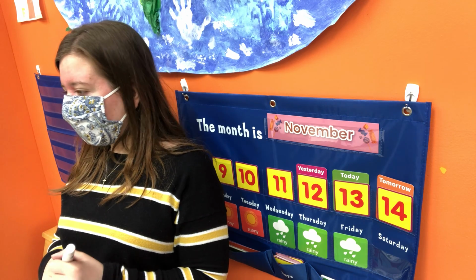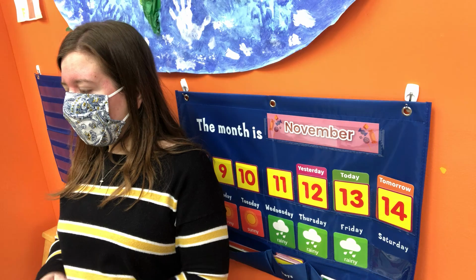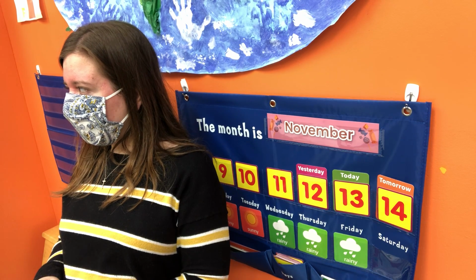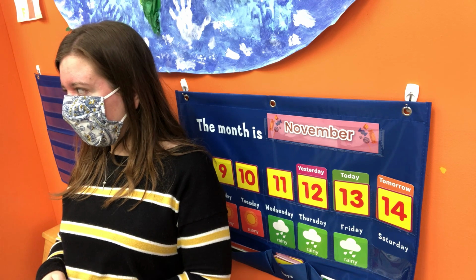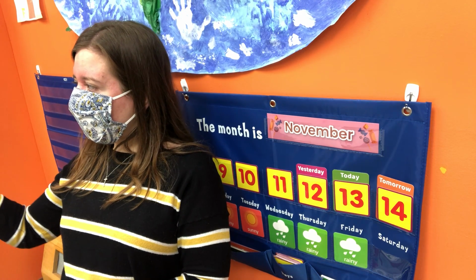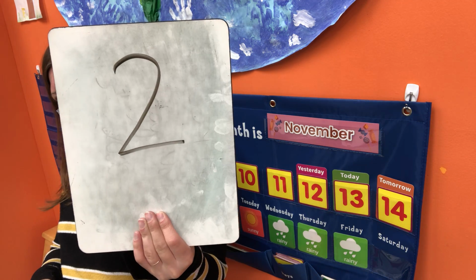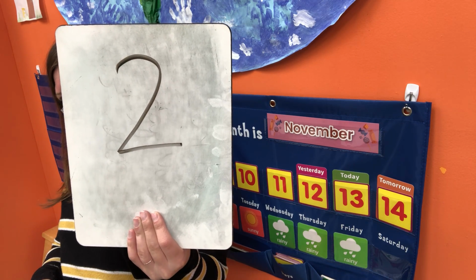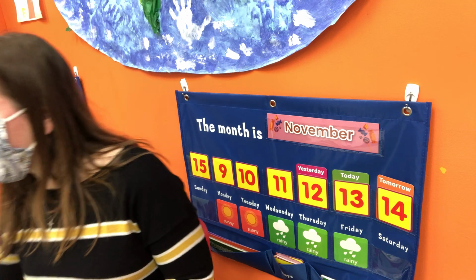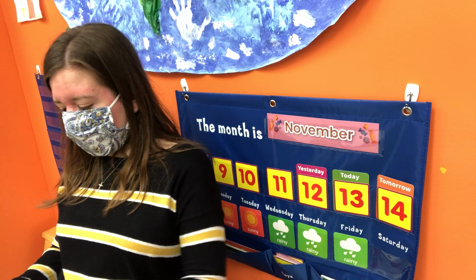Okay, my friends, who can count how many girls are here? One, two. Good. And count the teacher's girls. One, two, three, four. So we have one, two. So is this right? Yes. This is my number two.